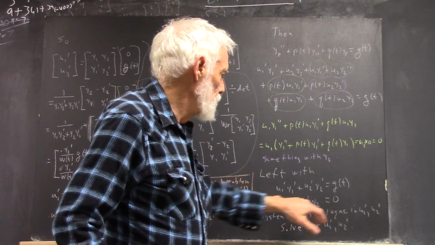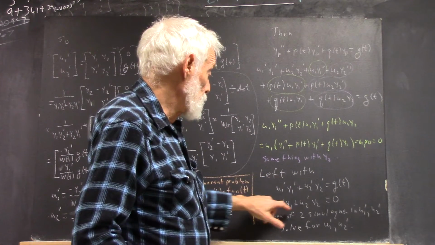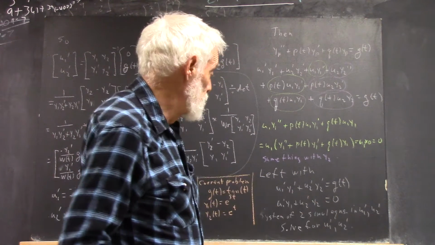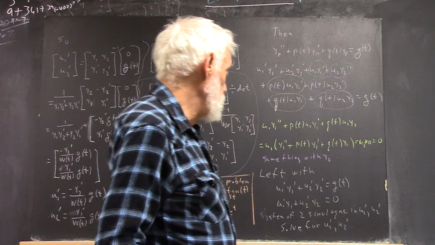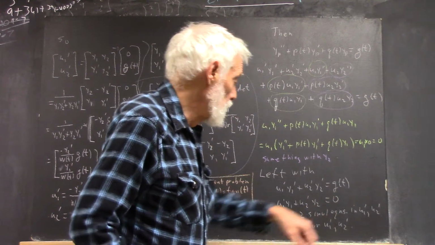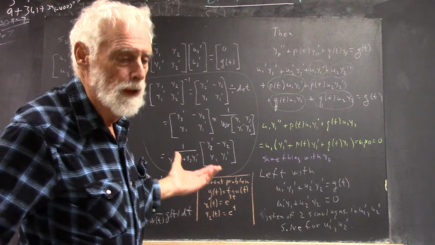The condition that we put on the first derivative of the particular solution was that this sum be 0. So now we have two simultaneous equations in u1 prime and u2 prime. We're going to solve for u1 prime and u2 prime. We're going to do that with matrices.